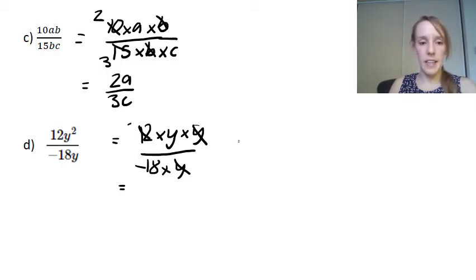12 divided by 6 is 2. Now negative 18, remember you've got the negative here. So negative 18 divided by 6 is going to give you a negative 3. And then you can rewrite. So that's 2y over negative 3. And that's your answer simplified there.